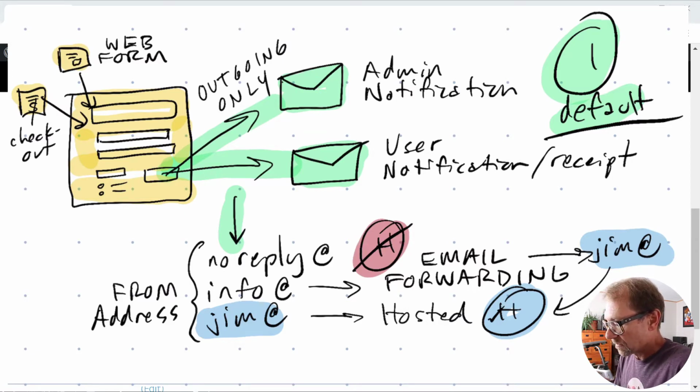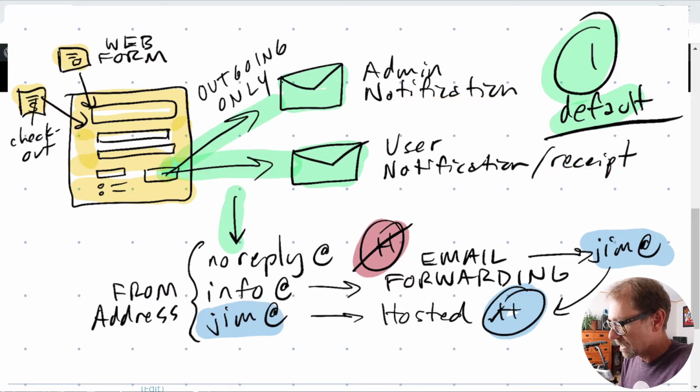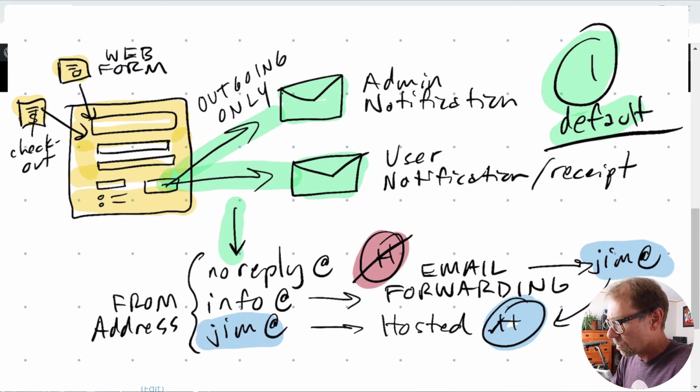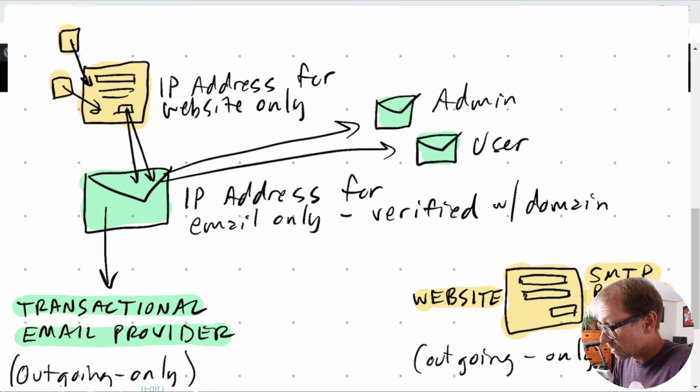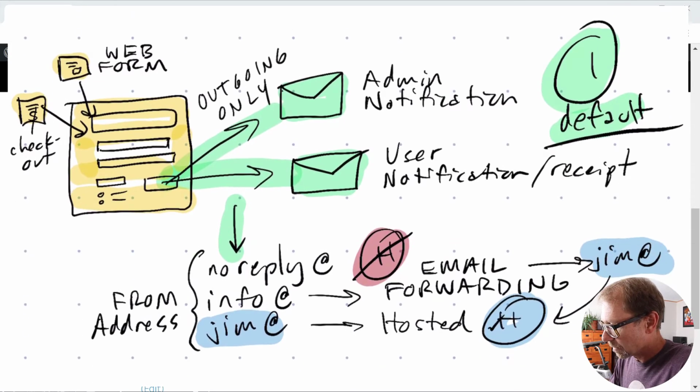And so as far as a default on basically a basic shared email or website host, the outgoing email would be potentially the admin notification and the user notification or the receipt. And you've got to define a from address. So in this default, before we go on to the next type or preferred type of transactional email setup, let's talk about choosing a from address.